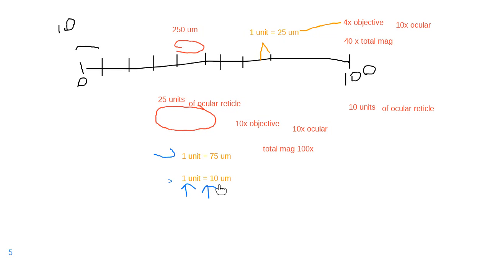Now, how do people know how much each of these units measures? Well, the way that people figure this out is something called reticle calibration, meaning this is a ruler in your eyepiece. And then on this slide, instead of having a sample that you don't know its size, you use something you do know the size of.